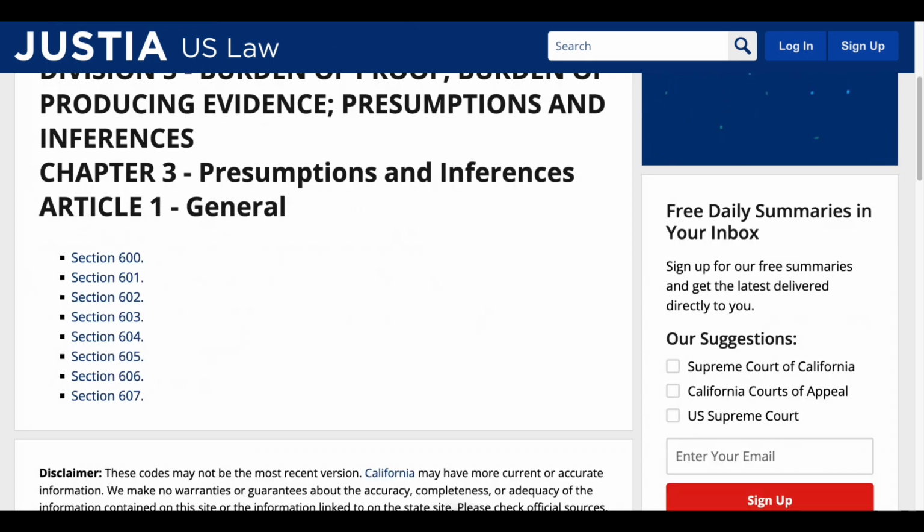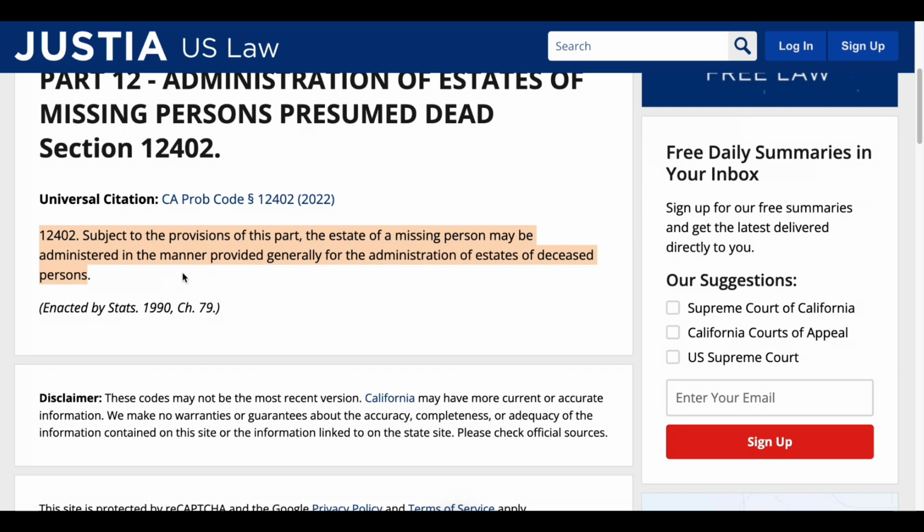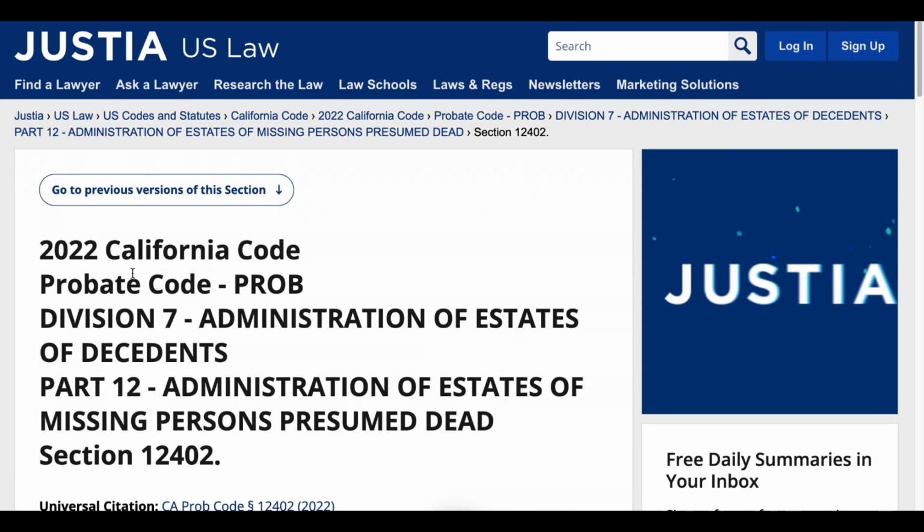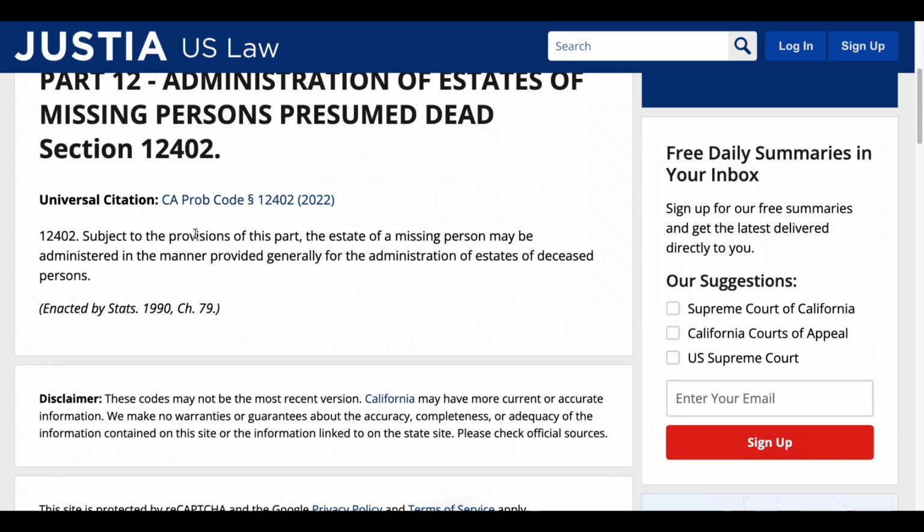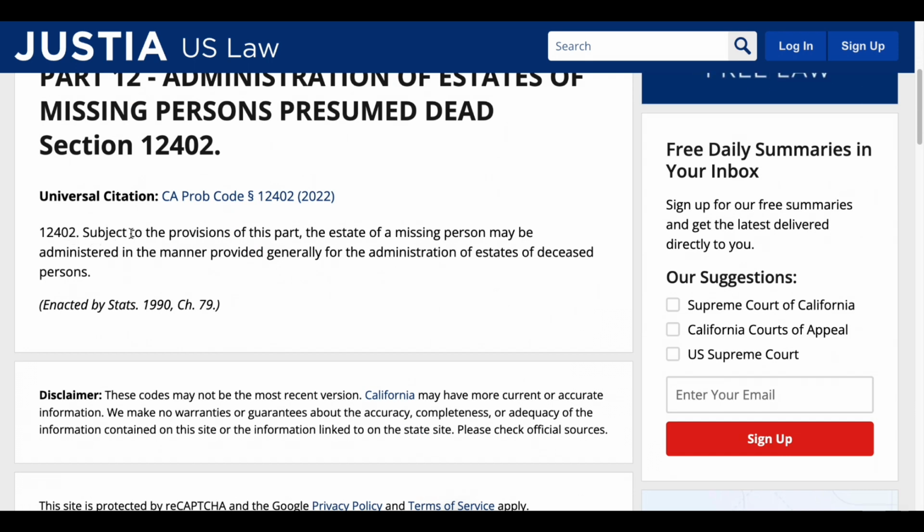But I want to go back to once they receive those letters of administration, it says subject to the, keep in mind, we're still in probate code. They're still in probate. It says subject to the provisions of this part, the estate of a missing person may be administered in the manner provided generally for the administration of estates of a deceased person. You could be missing or deceased. Either way, they're going to administer your estate. You ain't got no proof on the record. Now, you got no proof. You haven't rebutted the presumption of your death, and you can actually do that in private, on the private side, without filing. Anyway, let's see.